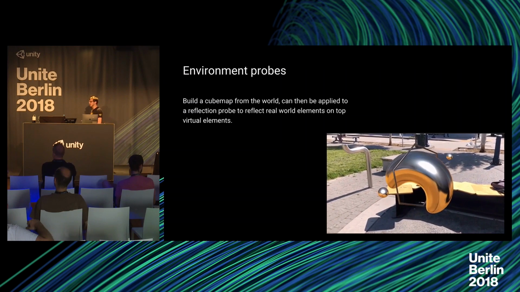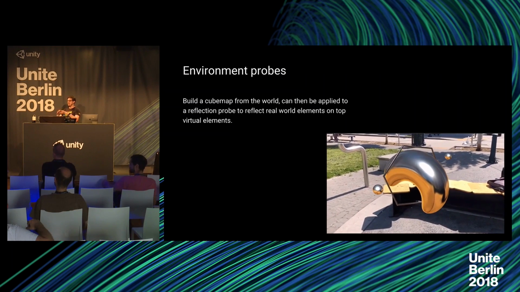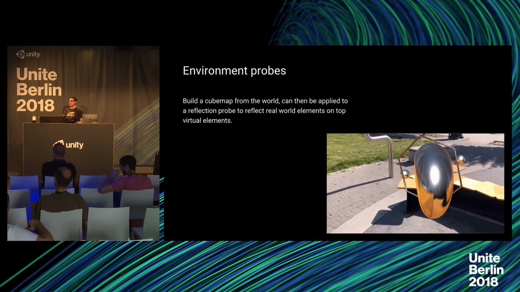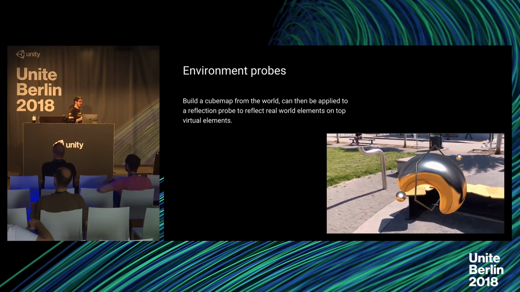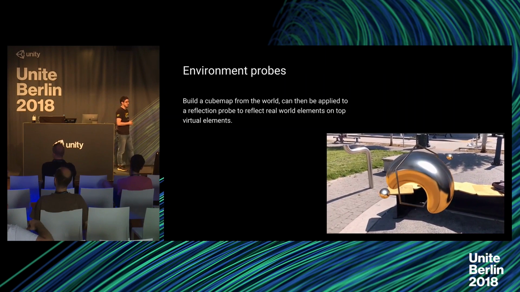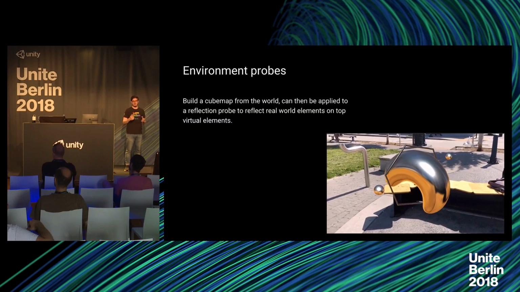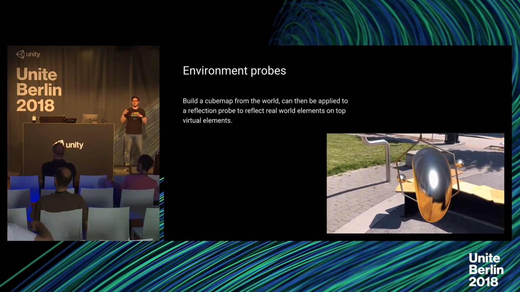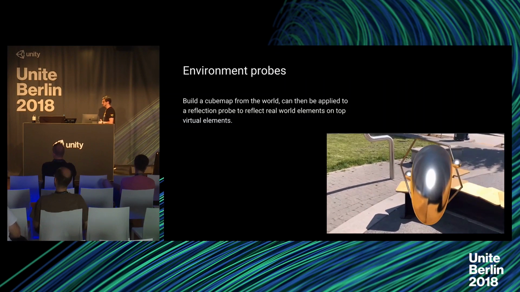Environmental probes are basically building a cube map inside of ARKit based on the world and the environment that it sees. You can then take that cube map, and we just apply it dynamically to a reflection probe in Unity. And then when you spawn a shiny object, it's just like normal reflection probes in Unity. If it's close or within that reflection probe boundary, then it just takes that reflection.